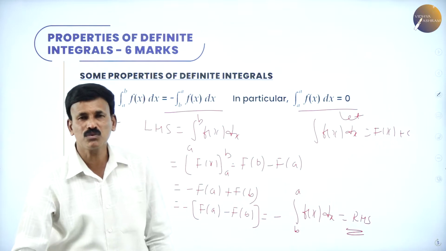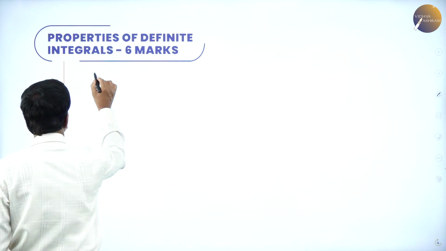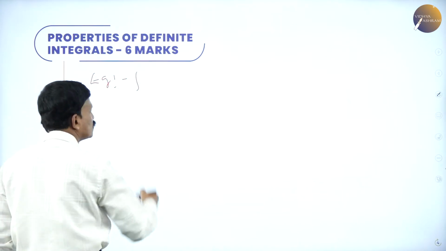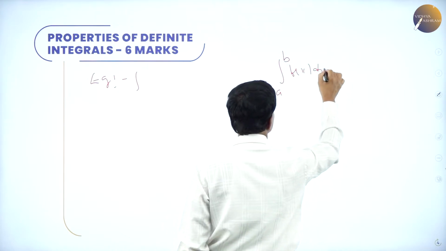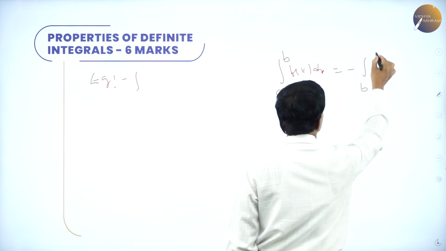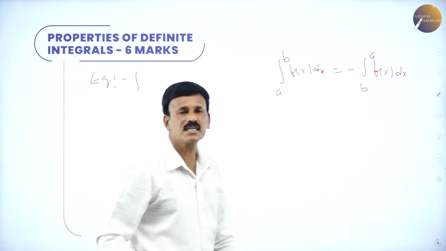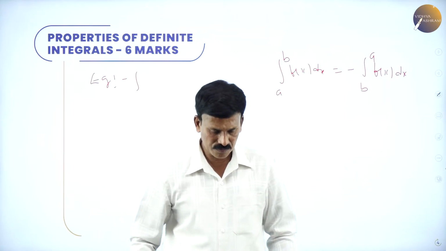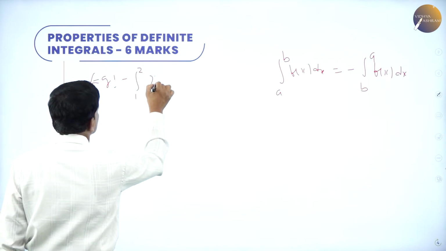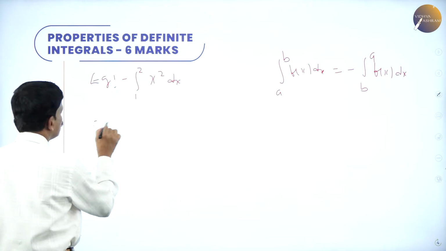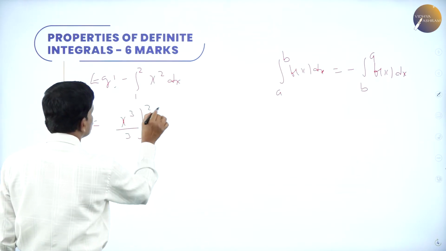Let me discuss one small example on this. Come to an example. What is the property? Integral a to b f of x dx is also equal to minus integral b to a f of x dx. Now let us take one small example: integral 1 to 2 x square dx. What is this equal to? Integrate it. The integral of x square is x cube by 3 between limits 1 to 2.